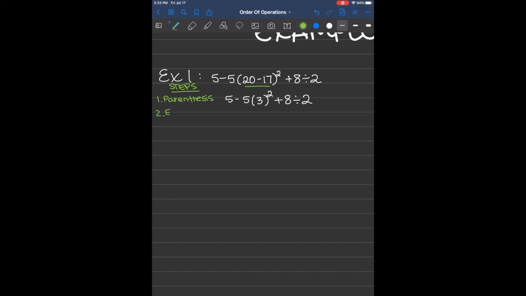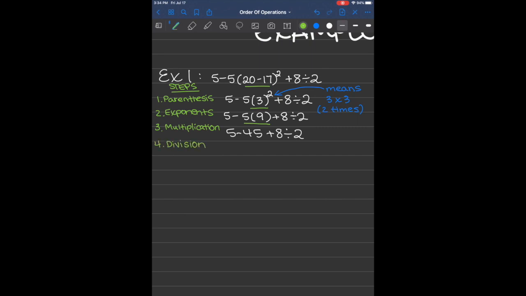So now we have 5 minus 5 times 3 squared plus 8 divided by 2. We're going to square the 3. So now it's 5 minus 5 times 9 plus 8 divided by 2 because exponents is next. When you square 3, it means 3 times 3, so 3 times itself twice. So next we're going to do the multiplication, so the 5 times 9 because it's furthest to the left with the multiplication and division, which gives us 5 minus 45 plus 8 divided by 2.